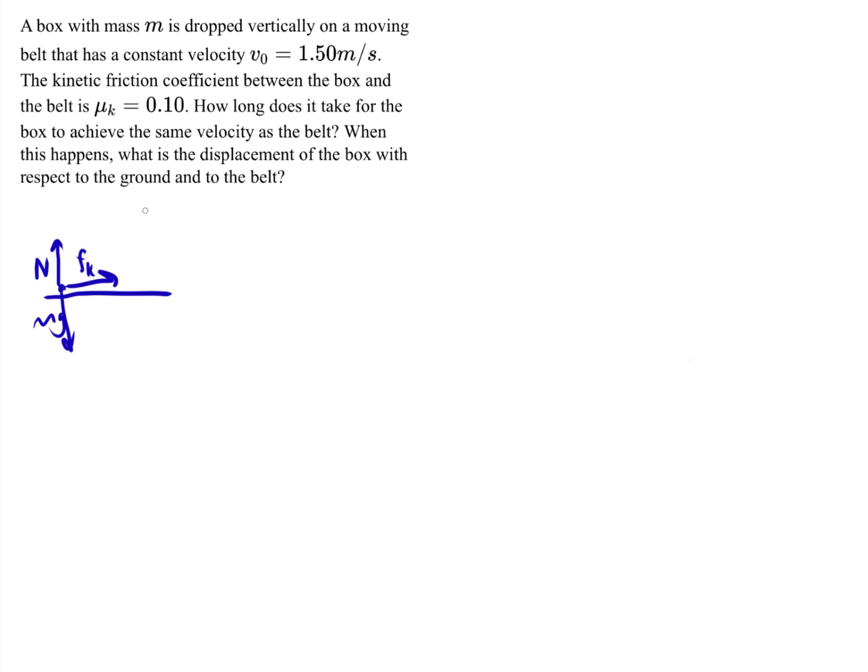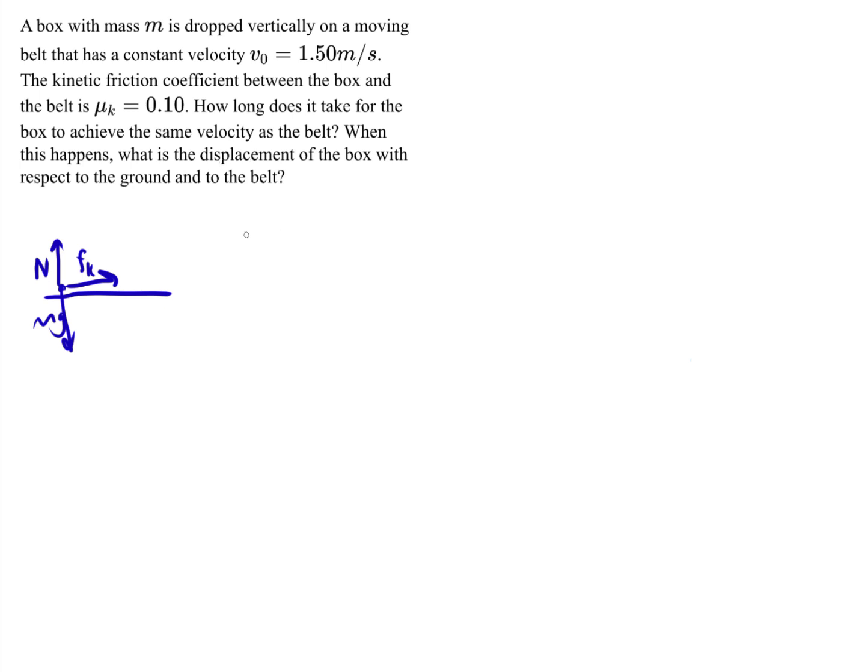And it's acting to the right because the conveyor belt is moving to the right at 1.5 meters per second, and the box needs to achieve the same velocity as the belt. So when it starts, you can think that the box has a velocity of minus 1.5 meters per second relative to the belt, and the friction is pulling it back. So that's one way you can visualize it. And now we need to figure out the time.